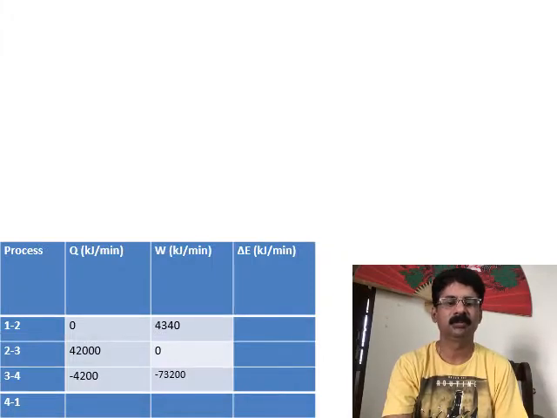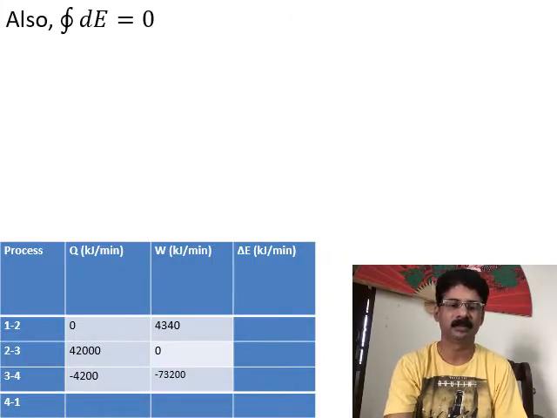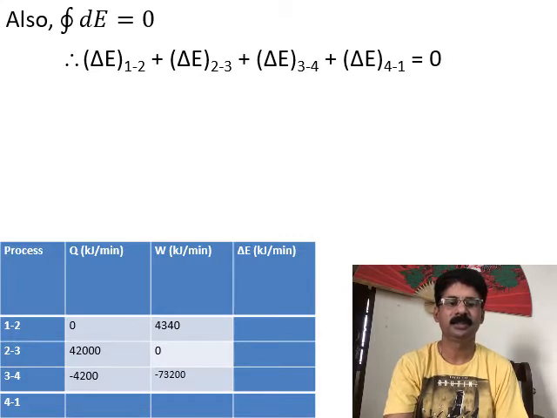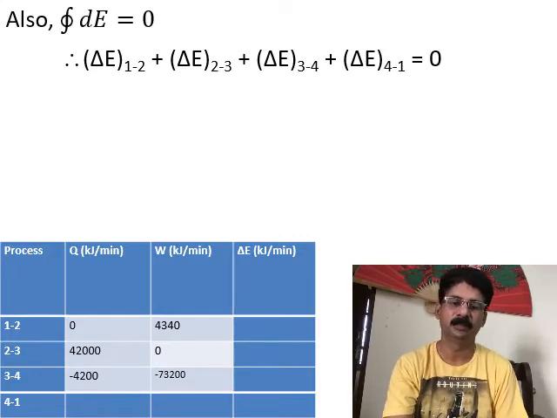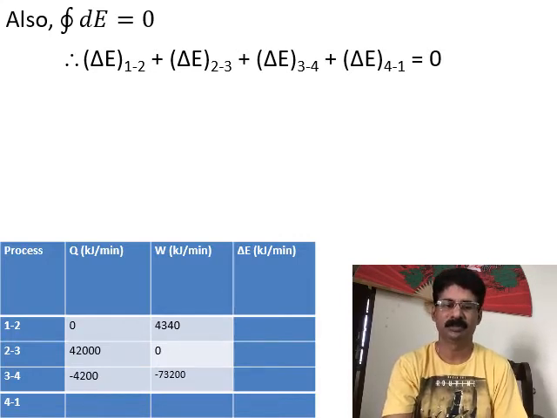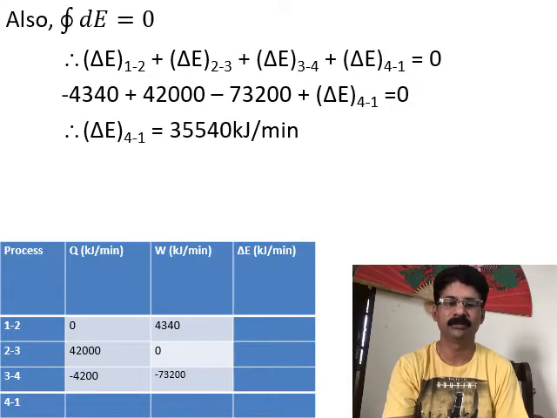Now let us come to one more parameter. As I told you earlier, the cyclic integral of dE for a cycle is 0. So delta E 1 to 2 plus delta E 2 to 3 plus delta E 3 to 4 plus delta E 4 to 1 is equal to 0, because for a cycle delta E is always 0, because there is no change in temperature, and dE is purely a function of temperature. So now the only unknown is delta E 4 to 1, so that also you can find out.